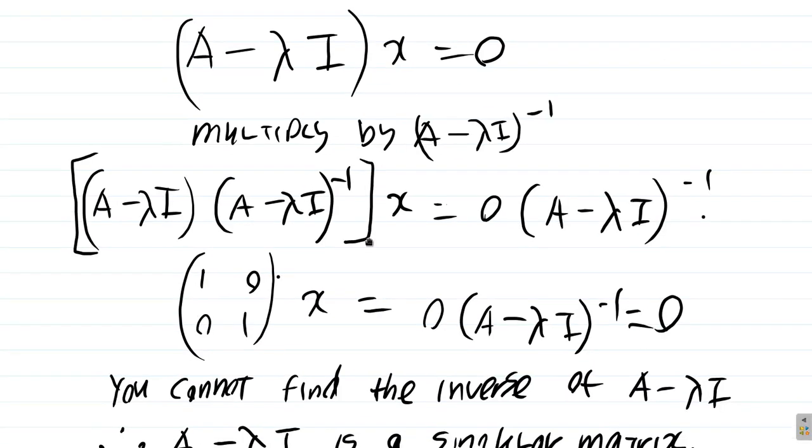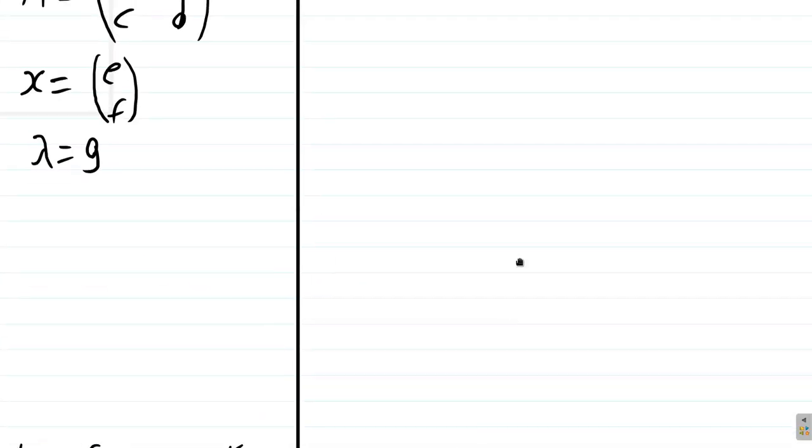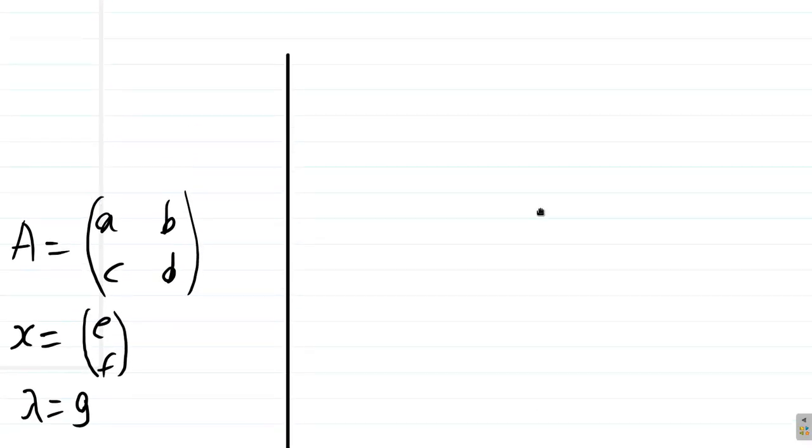Alright, so what was it again? 2 minus lambda, negative 5. So we have 2 minus lambda, negative 5.